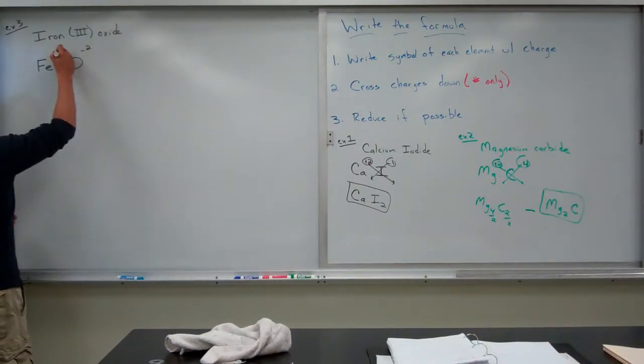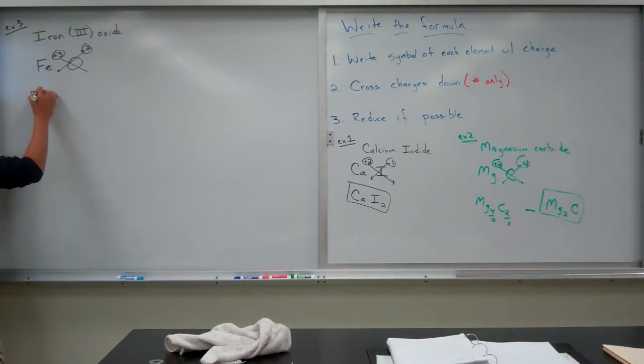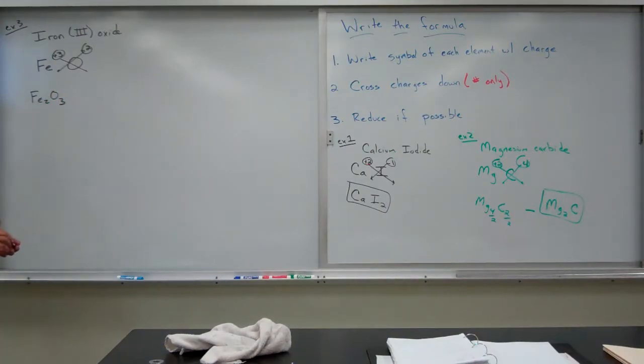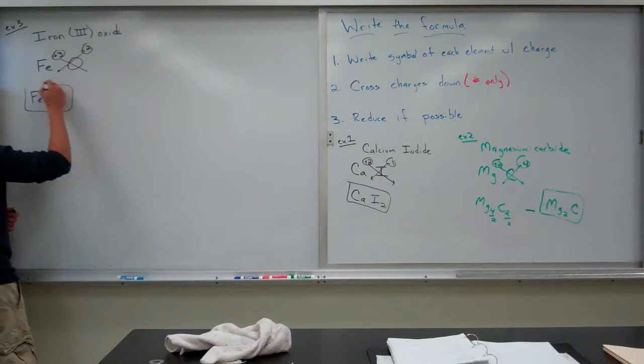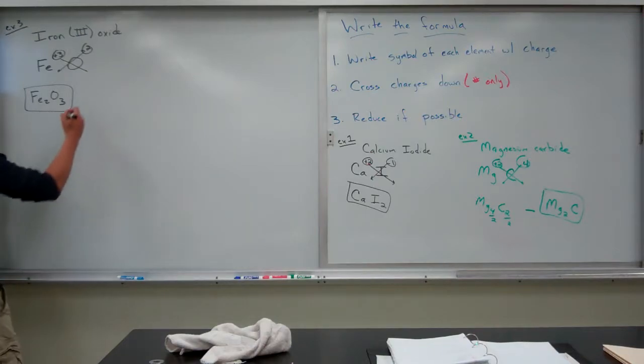Step 2 says cross the charges down, only in number. So if we do that, we get Fe2O3. Right? Reduce if possible. 2 and 3 are as simplified as they can get. Right? Erase subscripts of 1. There are none. So the compound iron 3 oxide would be Fe2O3.